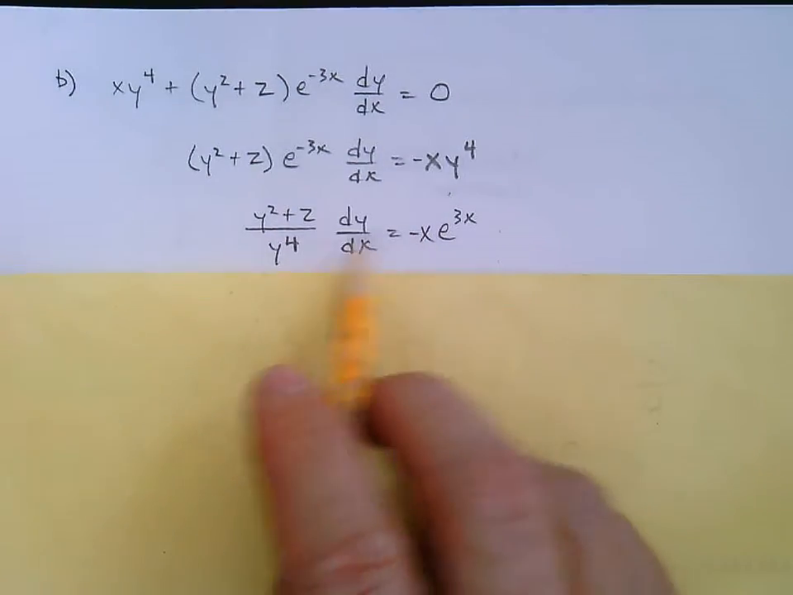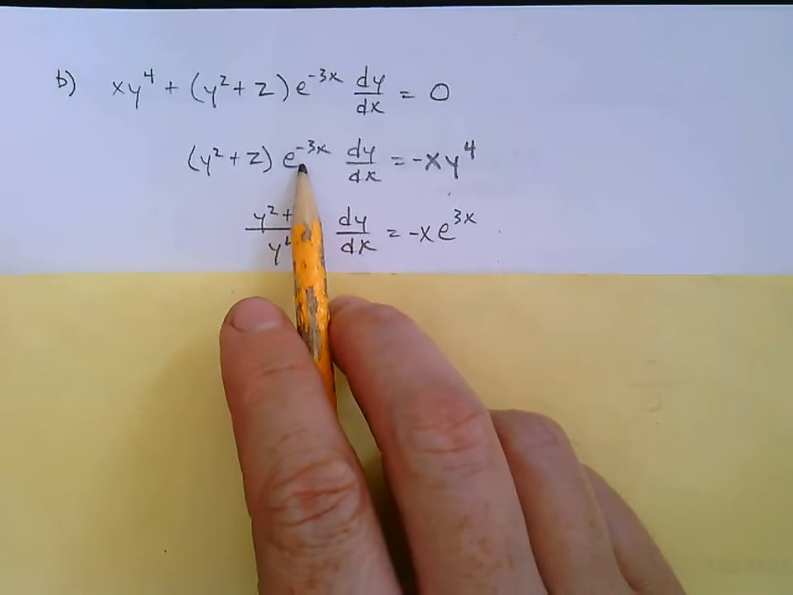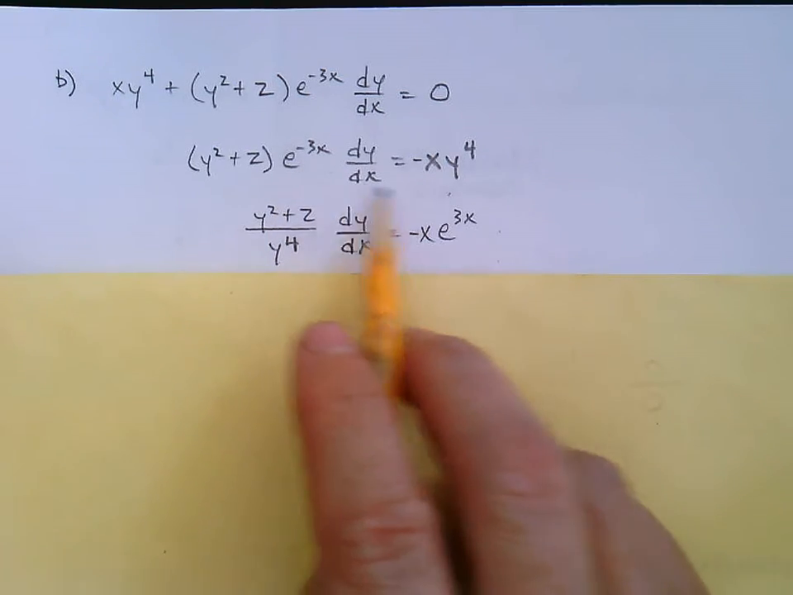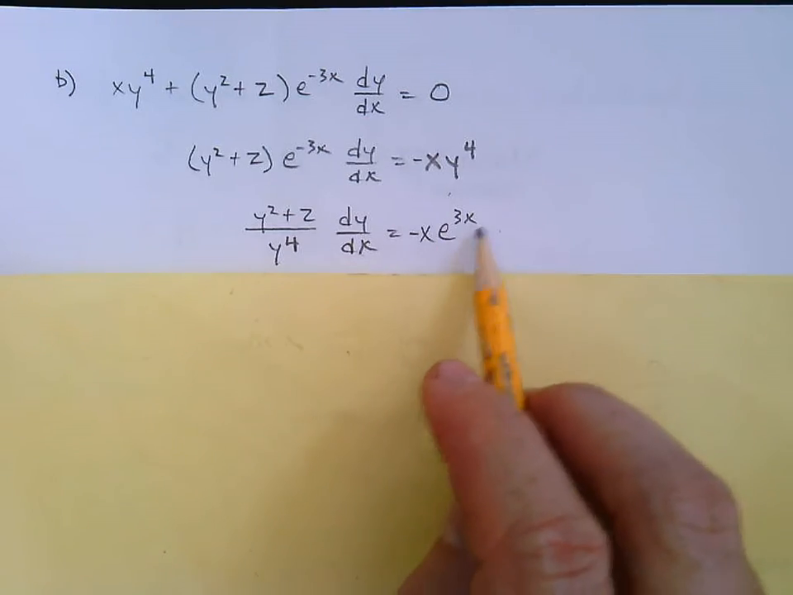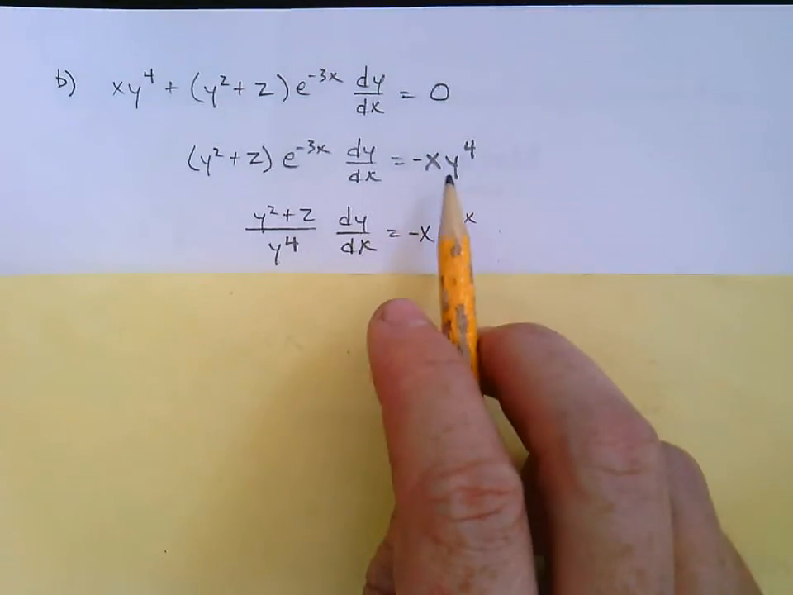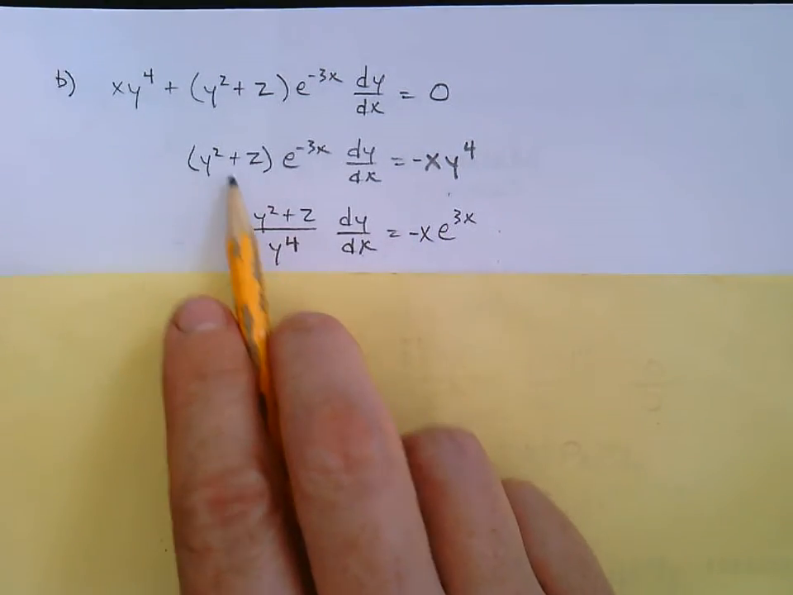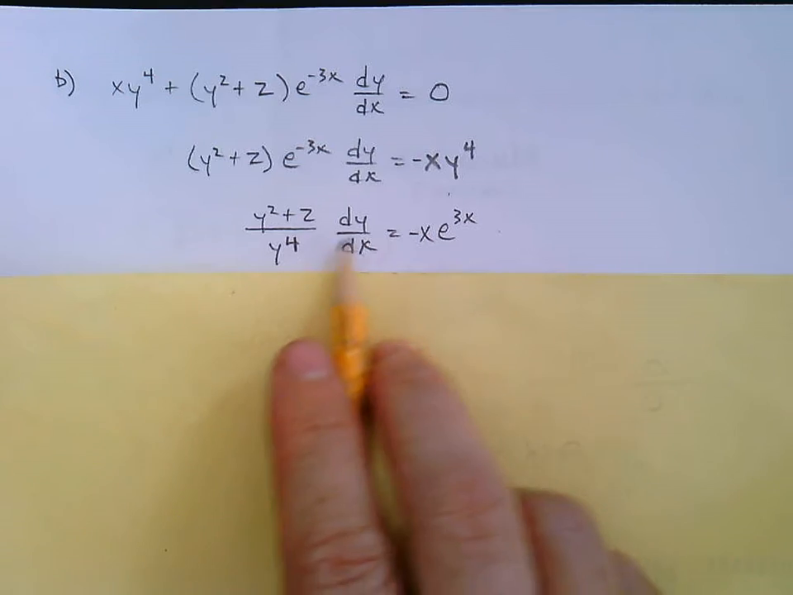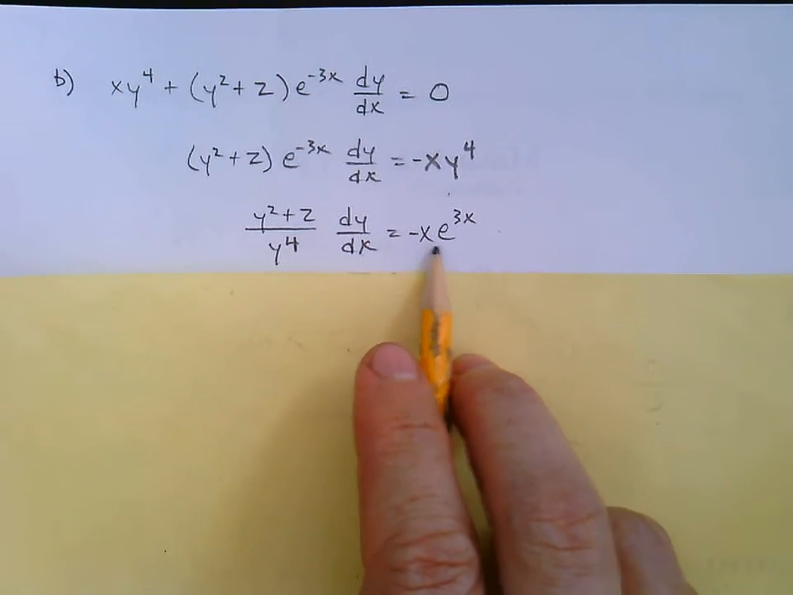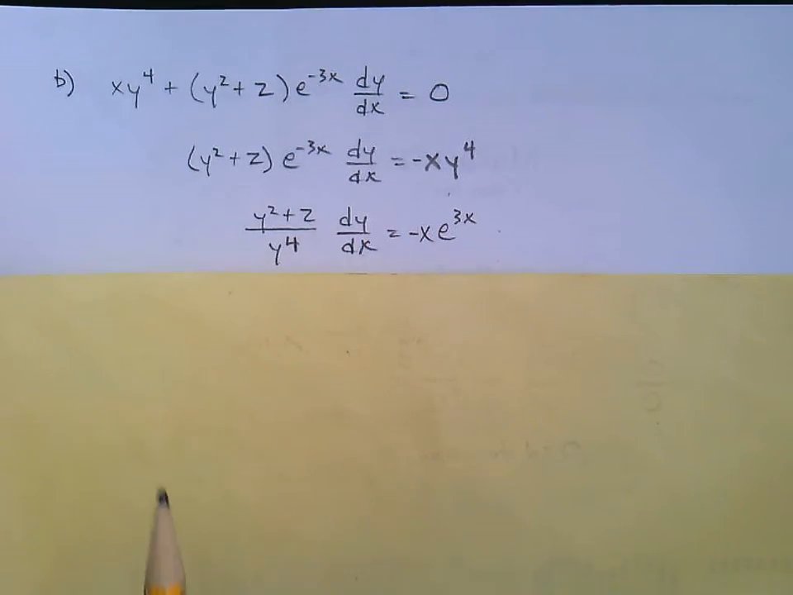And we've pretty much done that at that step. Let's talk about that one more time. When we divide by e to the negative 3x, notice you divide by a negative exponent, and we could turn that into a positive exponent here on the right side, and then dividing by y to the fourth over here, like so. So y squared plus 2 over y to the fourth dy over dx equals negative x e to the positive 3x. And now what are we going to do?